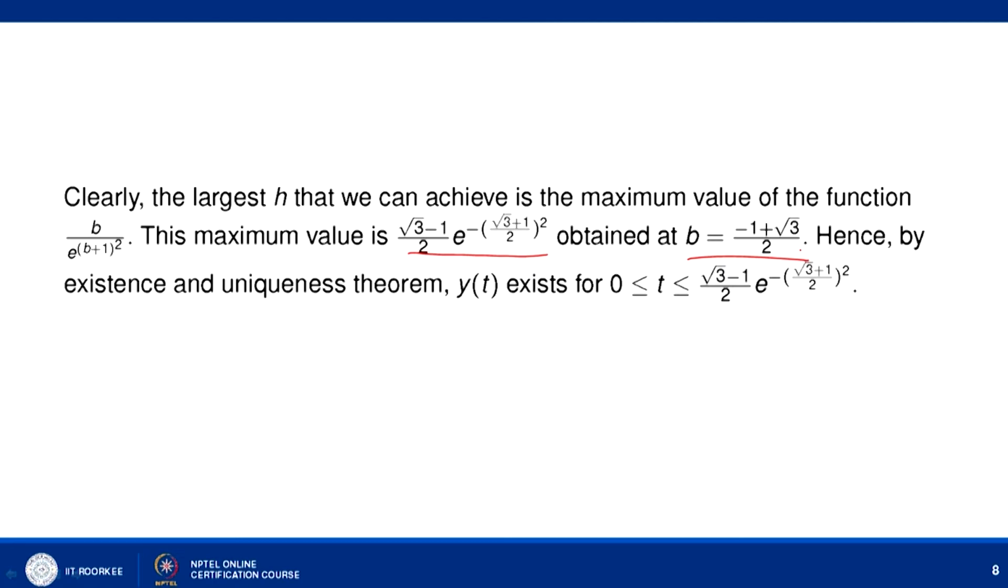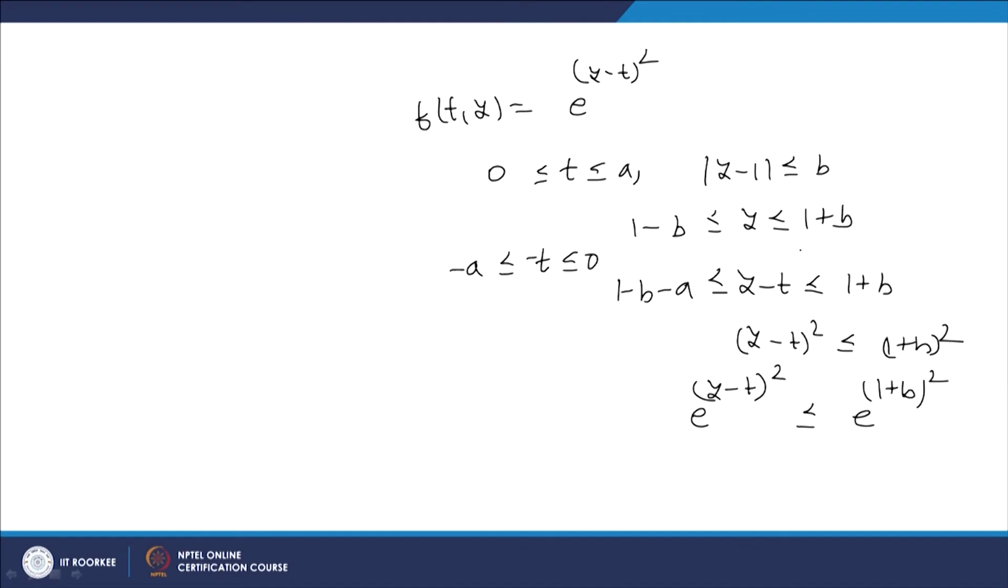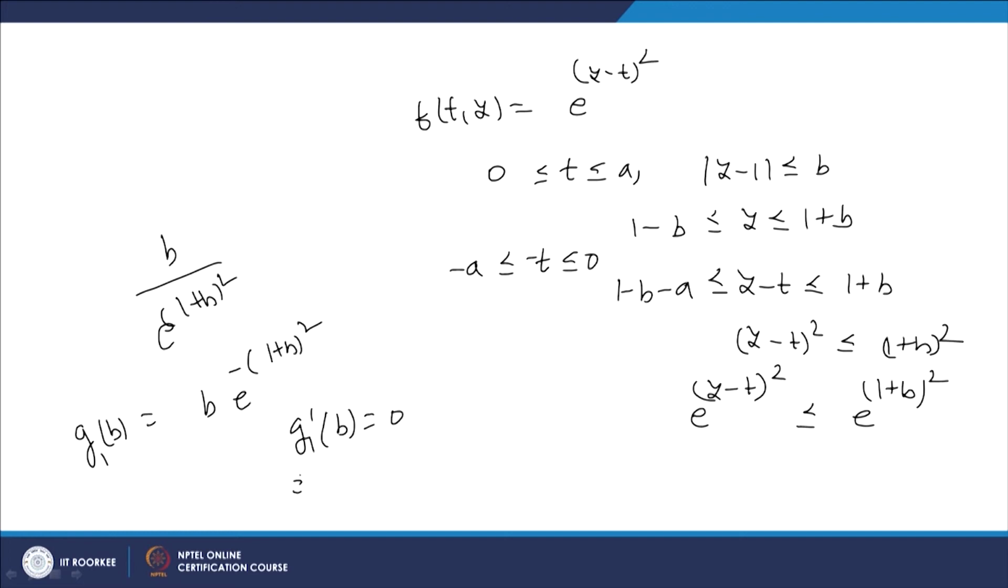How can we achieve it? If you look at this, we need to find the maximum of b upon e to the power (1 plus b) whole square, or you can write this as b into e to the power minus (1 plus b) whole square. So, we consider this again as g1(b), some function of b. To find the maximum value here, we set g1 dash (b) equal to 0, and this implies that we have e to the power minus (1 plus b) whole square plus b e to the power minus (1 plus b) whole square into 2(1 plus b), and that is equal to 0.